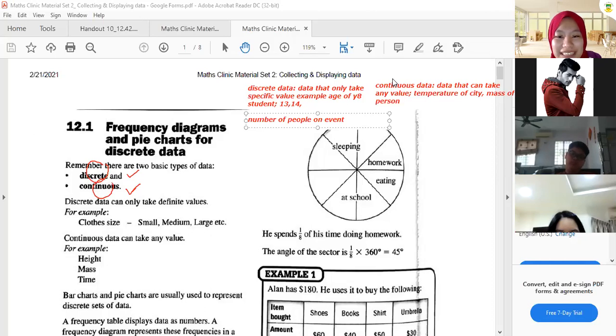Maximum height of a tunnel. Okay, confirm. Yes, confirm, Mr. Praveen. Thank you. Okay, let's continue. Okay, number of people on event.